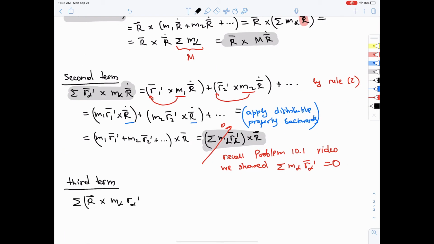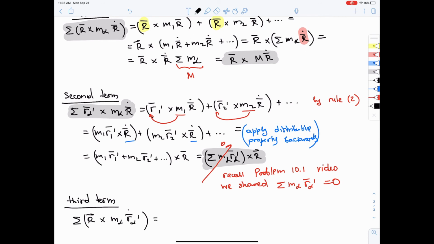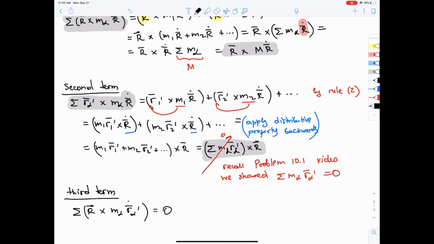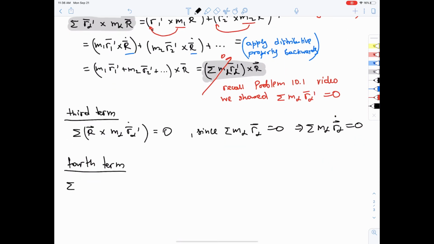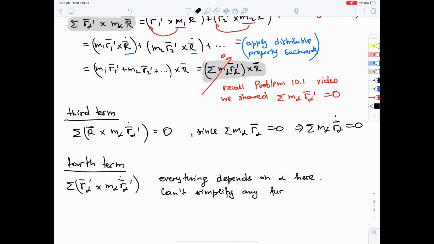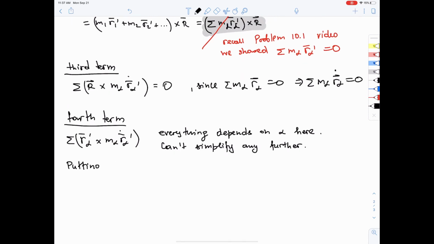For the third term, we have a cross product of the position vector of the center of mass and m sub alpha r prime sub alpha dot. But the sum of m sub alpha r sub alpha prime was 0. I'm sorry, I missed the prime here. Since that's 0, the third term simplifies to 0. And the fourth term is also very easy. There is nothing to simplify because everything depends on alpha here. We can't simplify it any further.